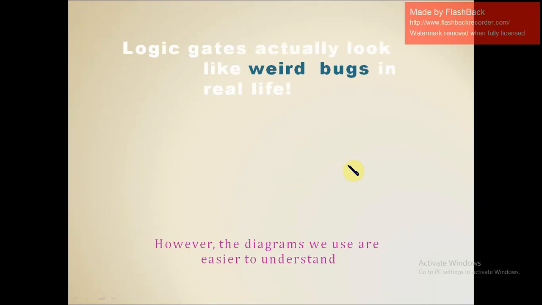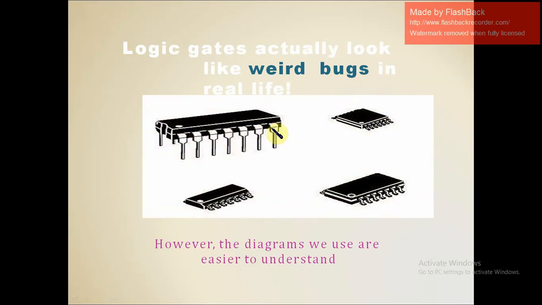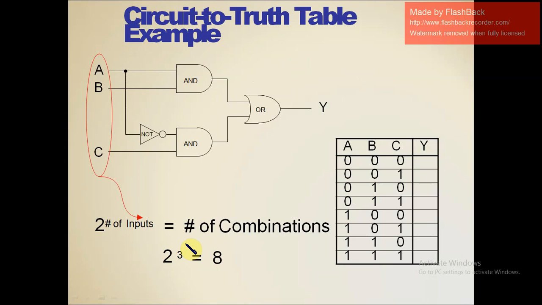We have seen them as blocks, logical symbols. But logic gates actually look like wired boards in real life. The image will be shown; in our daily life they are also called ICs. These are the different types of gates. We learn them this way for easier understanding. Here we take one example.